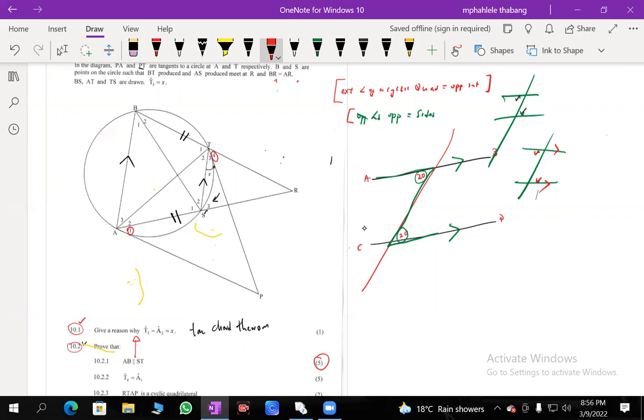Are you guys working on it? Yeah. Lebogang, are you trying your best? Are you trying to prove that angle A1 is equal to angle T4? Yes. Okay, that's good.